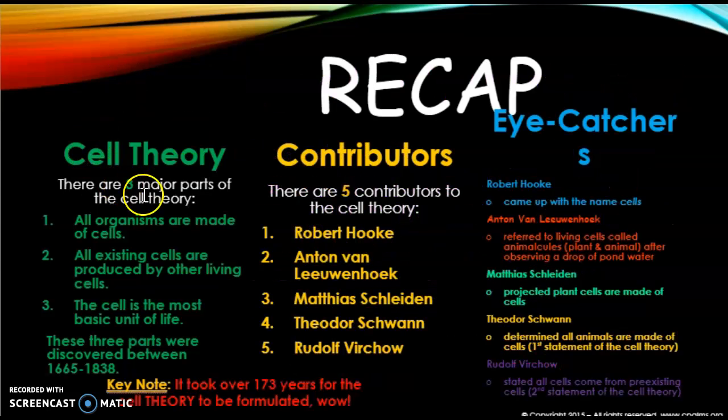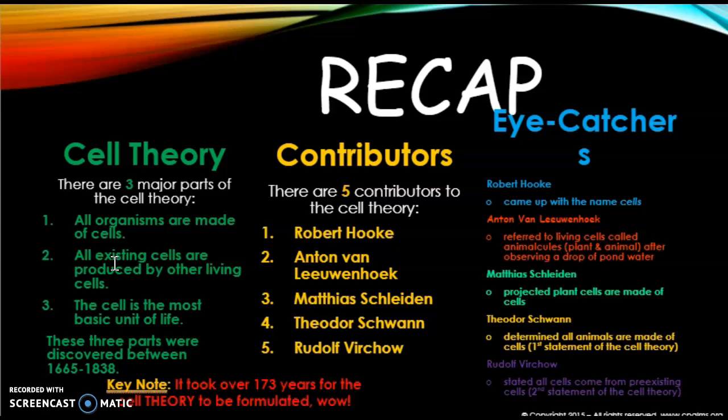So to recap, cell theory, your three major parts. All organisms are made of cells. All existing cells are produced by other cells, and the cell is the most basic unit of life. These discoveries took place between 1665 and 1838.